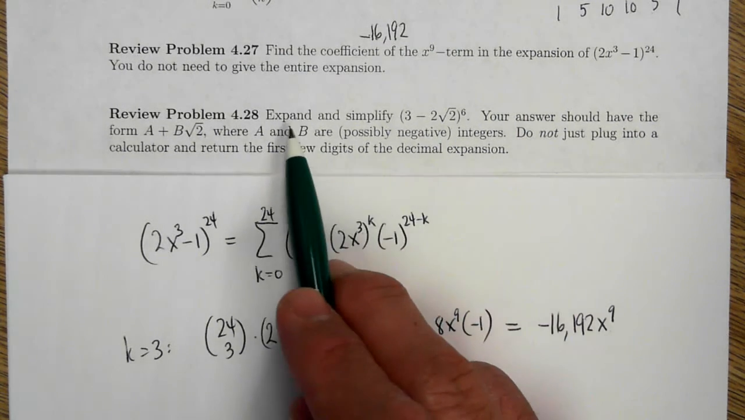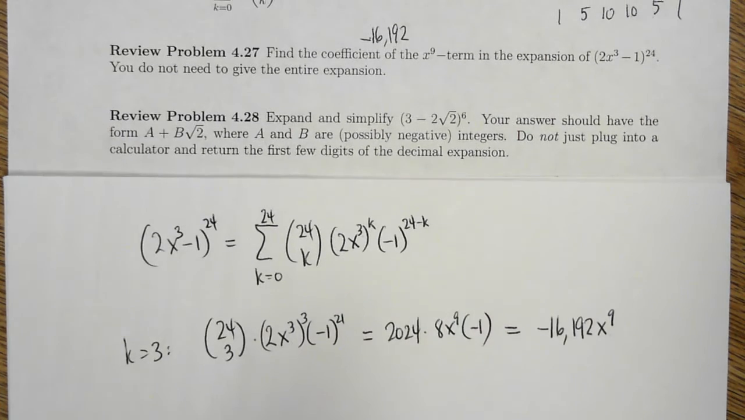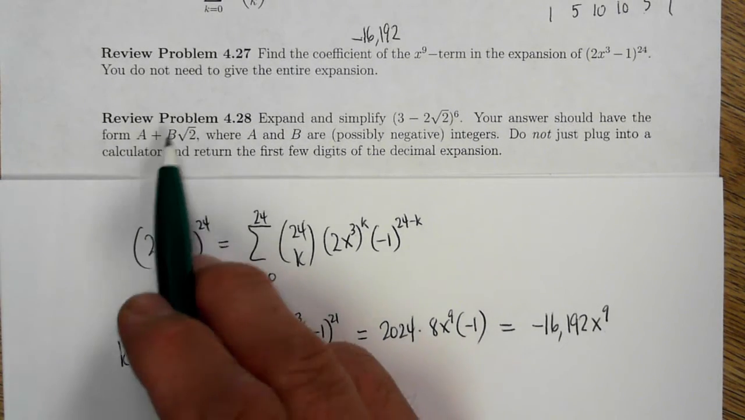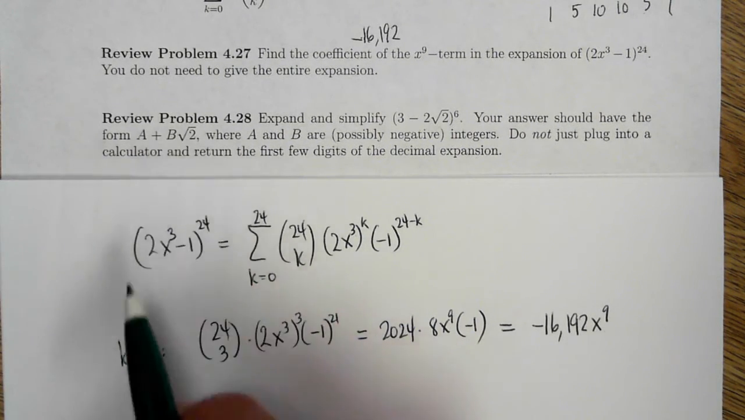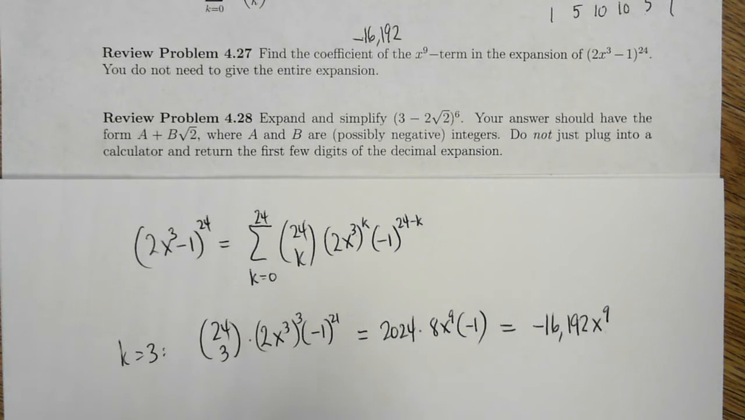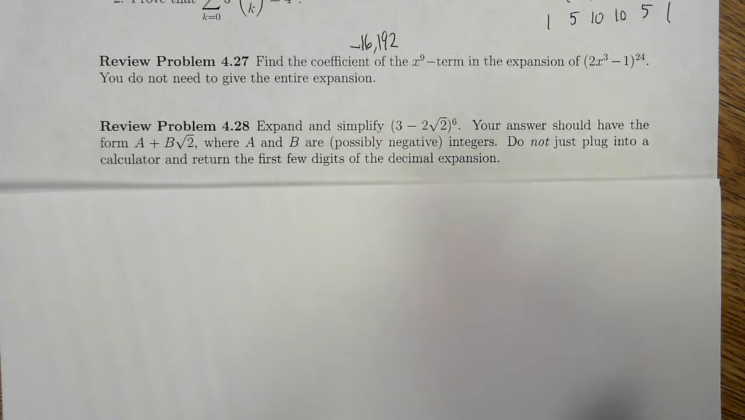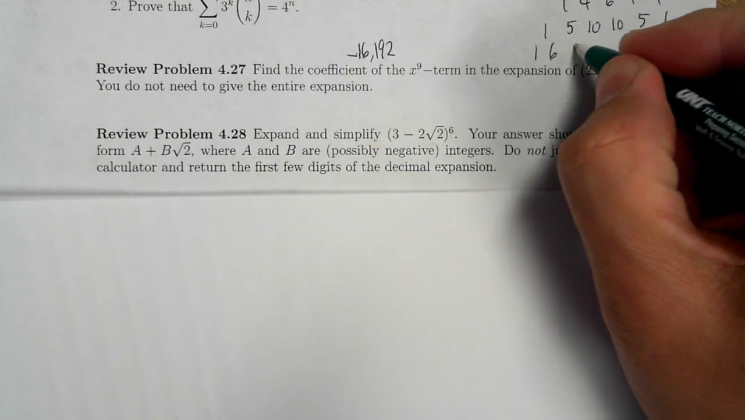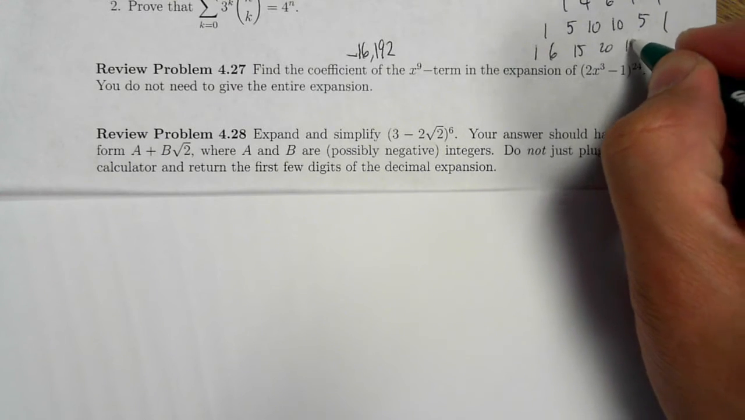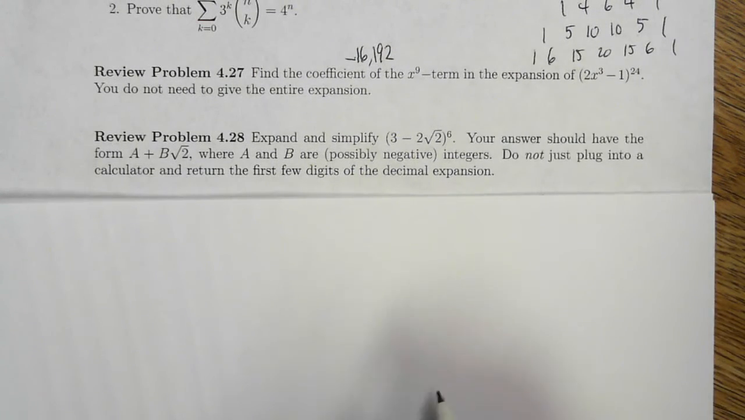The next problem, expand and simplify (3 - 2√2)^6. And write the answer as something plus something else times square root of 2, where the two somethings are integers. Okay, now to do this, we will take a look at the 6th row of Pascal's triangle, which I'm writing at the top of the screen right now. So there's the 6th row of Pascal's triangle.